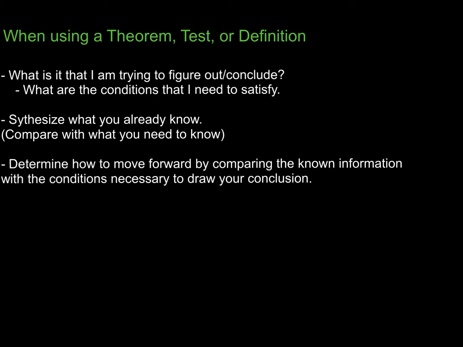Once I've done that, I synthesize what I already know from the problem. So for example, in that second problem, I already knew that the x value that I was considering was x equal 1. And so I want to then compare that information that I already know with what I need to conclude. And that sort of helps me see, well, what do I need to do moving forward, right? What is it that I'm going to need to figure out? What is it I'm going to need to solve for? In that second problem, we saw that what we needed to solve for obviously was k, such that f prime of 1 equaled 0 and f double prime of 1 was less than 0.